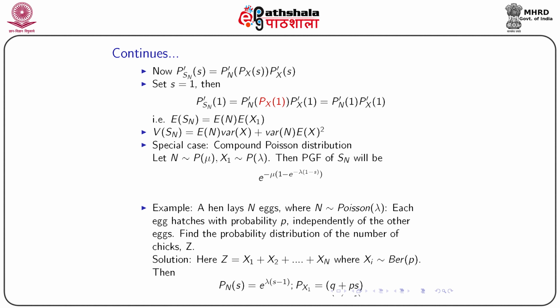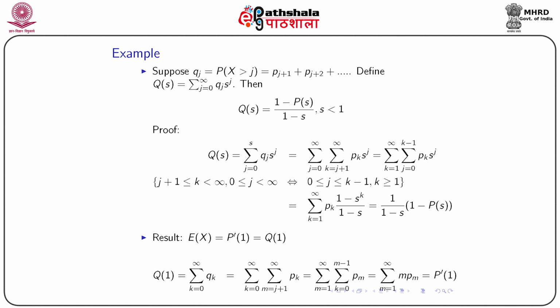Now another example. Suppose q_j is the probability that X is greater than j. So this is p_{j+1} plus p_{j+2} and so on. And we define Q(s) as the sum over j from 0 to infinity of q_j s to the power j. So this is once again some sort of generating function. Then Q(s) can be written as (1 minus P(s)) over (1 minus s) whenever s is less than 1. The proof is not very rigorous.